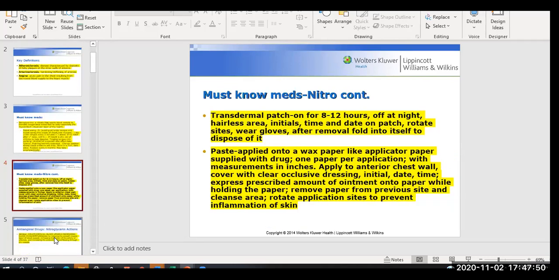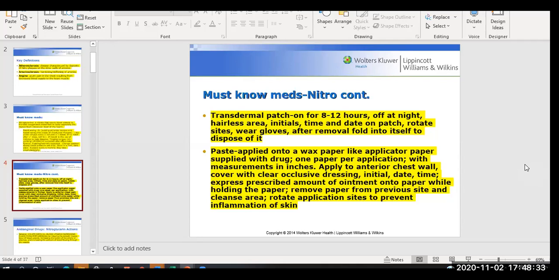Now, there are lots of other forms of nitro. With the nitro patch, it is on for 8 to 12 hours. It's always off at night. Just remember that it should be off the patient for at least 8 to 10 hours. You want to put the patch on an area with as little hair as possible. You want to make sure that you're rotating the sites so that the skin does not get irritated. Never shave a patient. Ever, ever, ever. If it's a guy and he's very, very hairy, you can clip the hair with scissors, but you never shave, because that increases the risk for infection, okay?